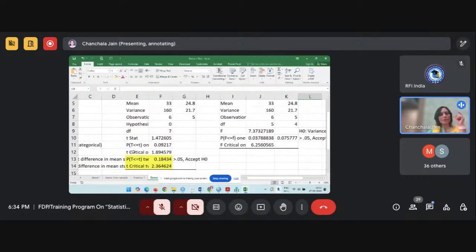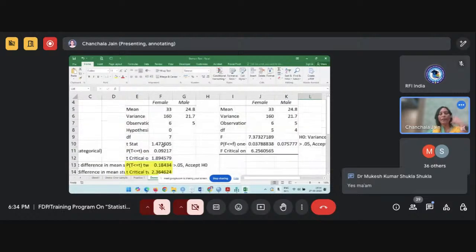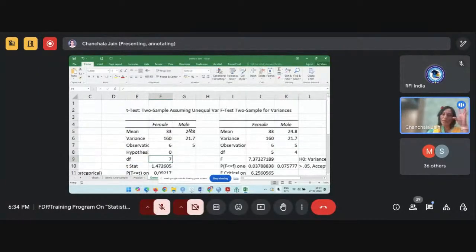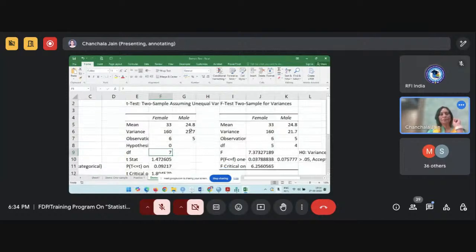I don't know who was talking to me, but I think I got an answer. It just came to my mind. When we are talking about unequal variances, the calculation of the degrees of freedom formula will be different, sir. So that is why it is 7. The formula is different in this case, and it is a very big formula.